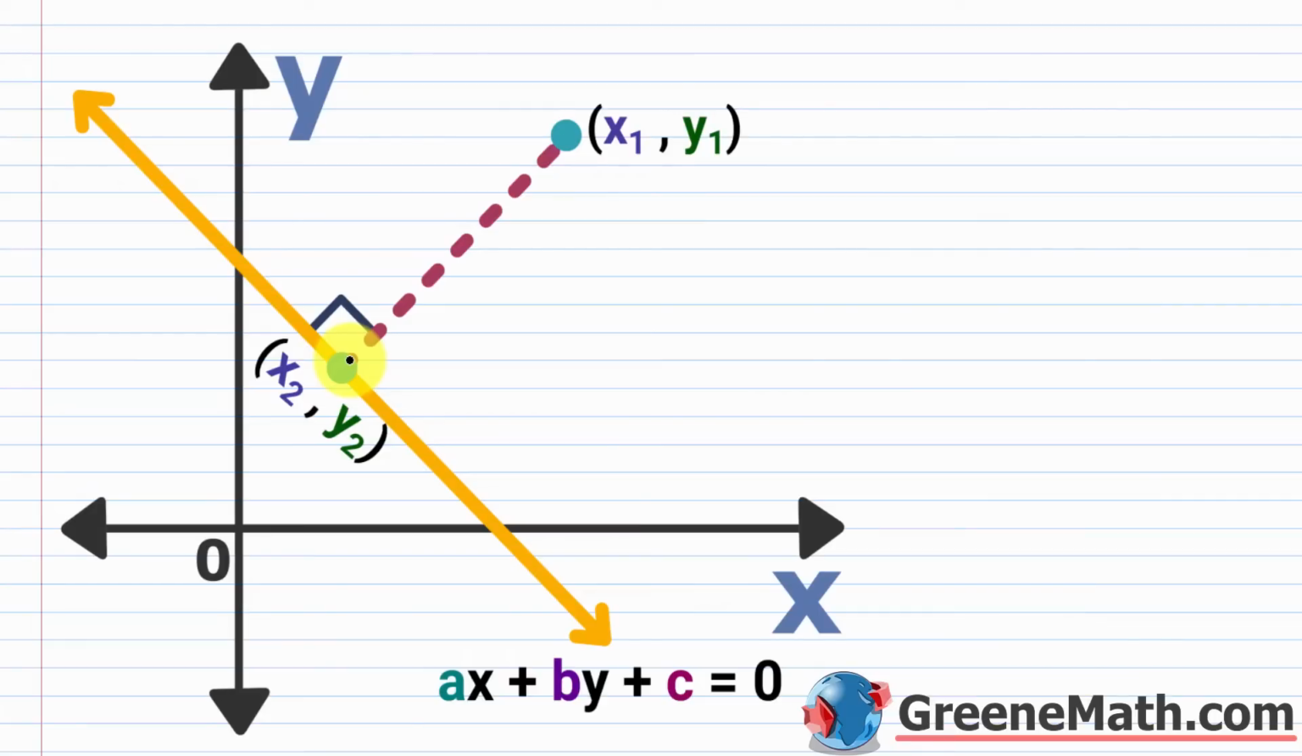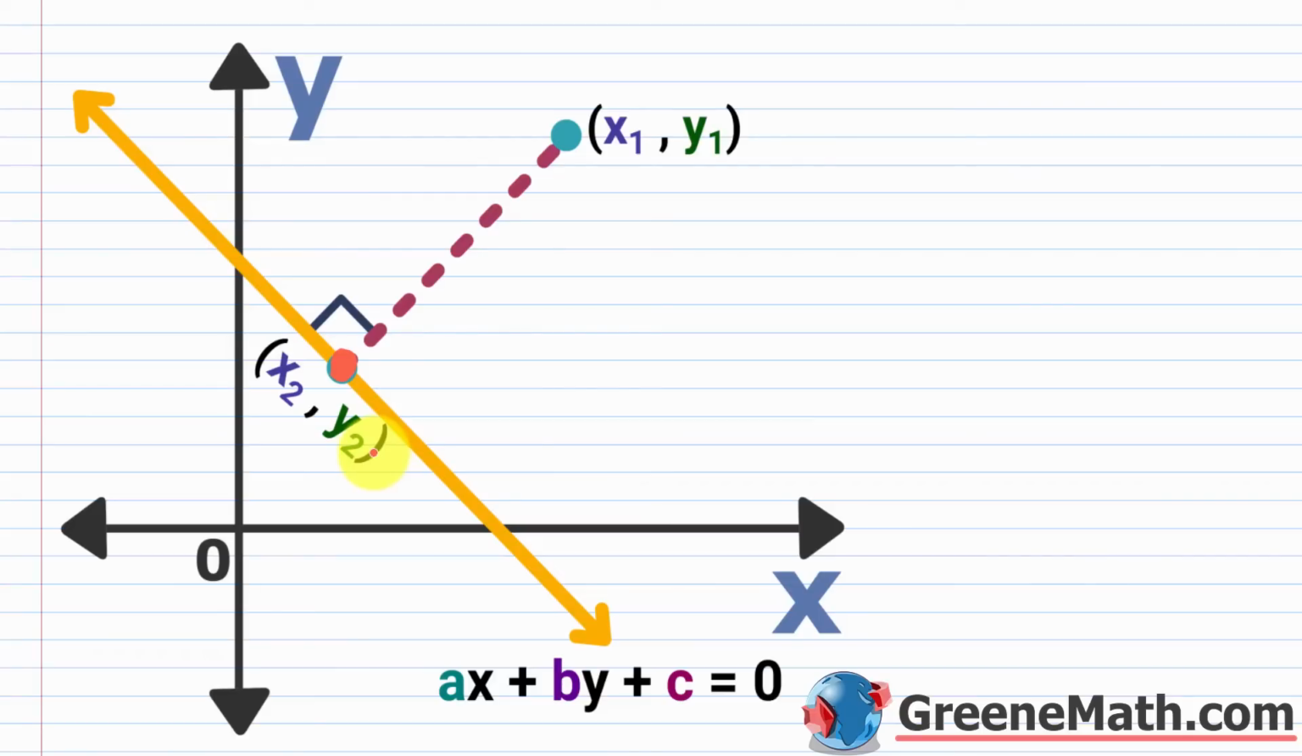So where does that come from? Well, basically the shortest distance from this point that you're given, again, the x sub 1, y sub 1, to the line that you're given, again, the ax plus by plus c equals 0, is the perpendicular line segment that joins that point in that line. So that's going to introduce this point right here, which we're going to call x sub 2, y sub 2.